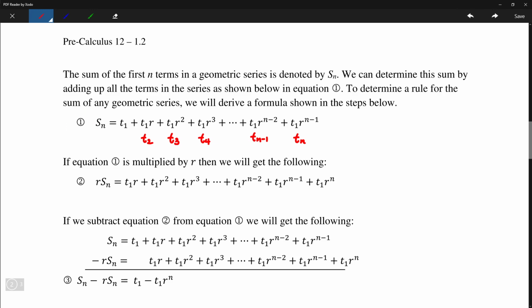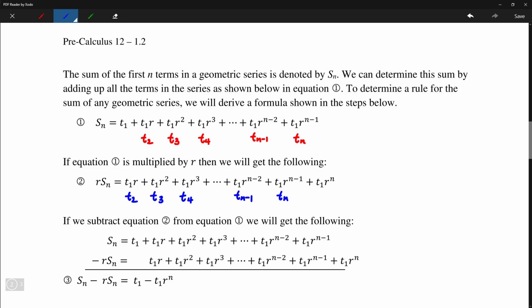To show how to find the formula for finding these sums of geometric series, multiply both sides by r, so r times Sn is what we have on the left hand side. It's interesting because this will become term 2, right? t1 times r is term 2, then term 3, term 4, and then this is the nth term, and this is the n minus 1th term.